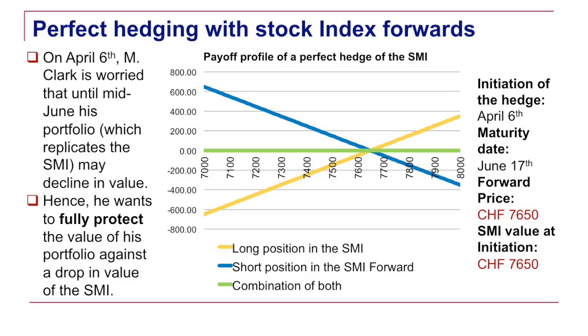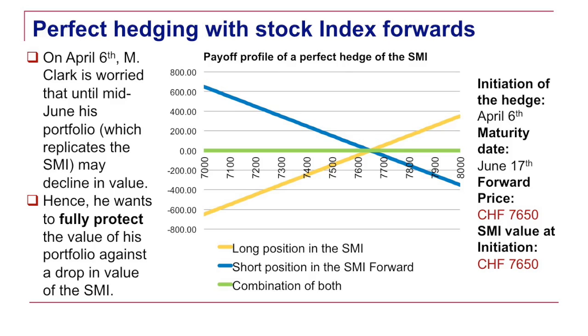Well, you can go home and do the exercise, but I'll give you the answer here. What he can do is actually combine his long position, which is the yellow line that is straight up, with a short position in the forward written on the Swiss market index, in such a way that he realizes a perfect hedge. What is a perfect hedge? It's the light green line on the profit and loss, which just is horizontal at the 0 level.